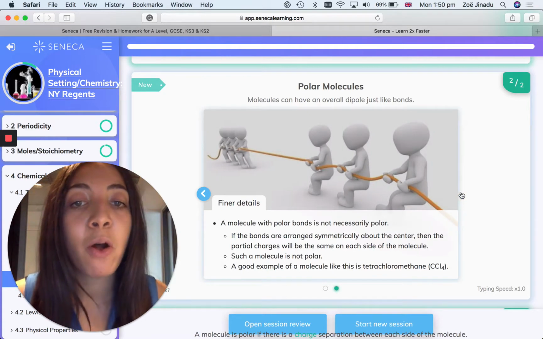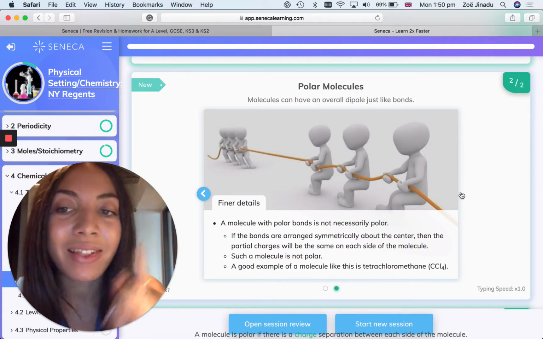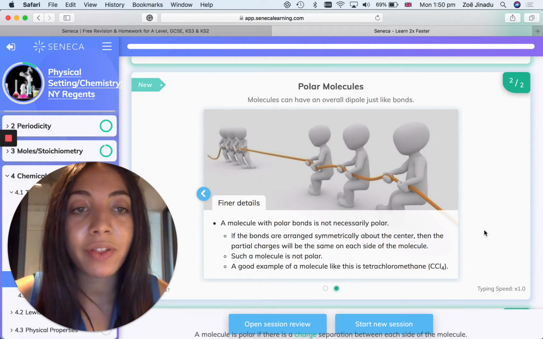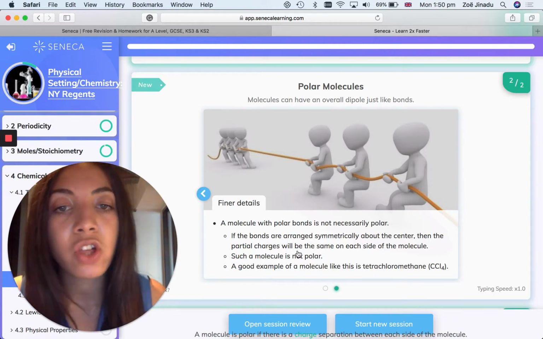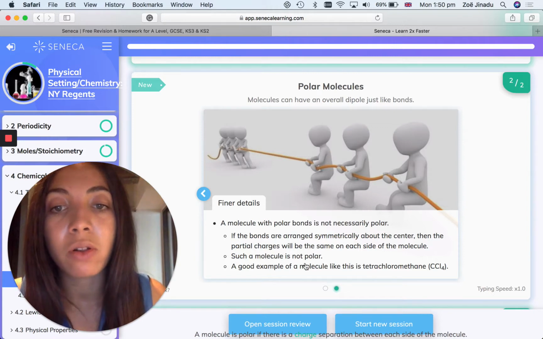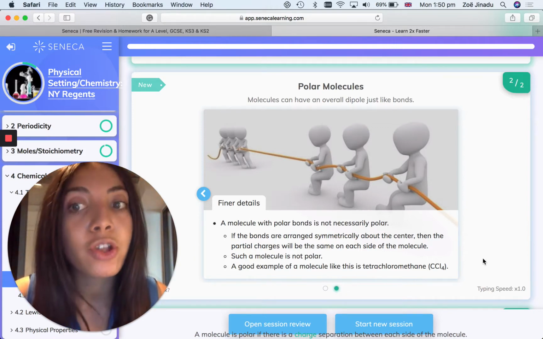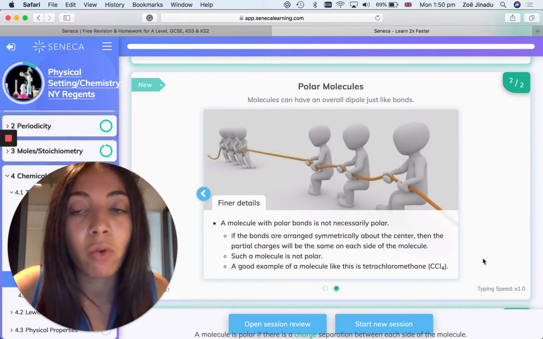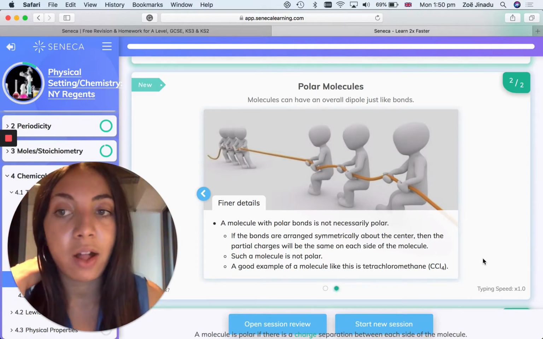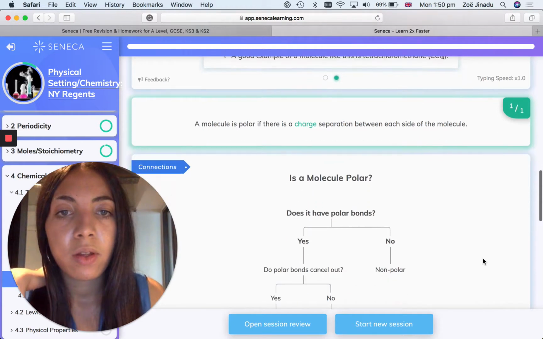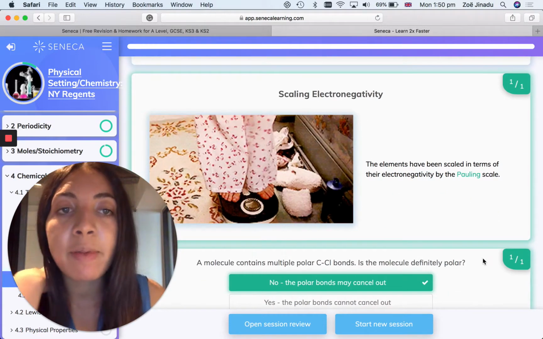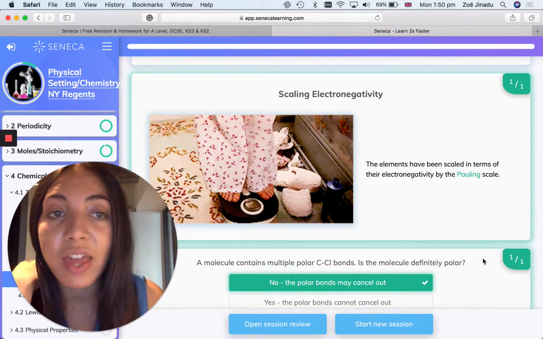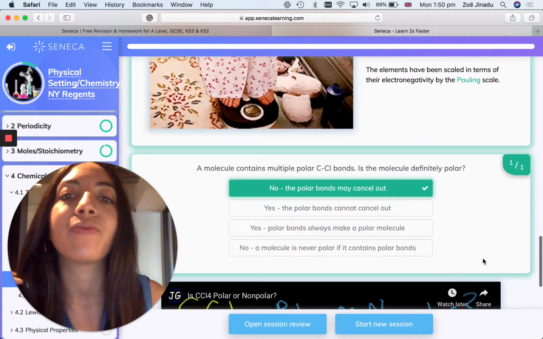A molecule with polar bonds is not necessarily polar. If the bonds are arranged symmetrically around the center, then the partial charges will be the same on each side of the molecule. Such a molecule is not polar. A good example of a molecule like this is tetrachloromethane, CCl4. The elements have been scaled in terms of their electronegativity by using the Pauling scale.